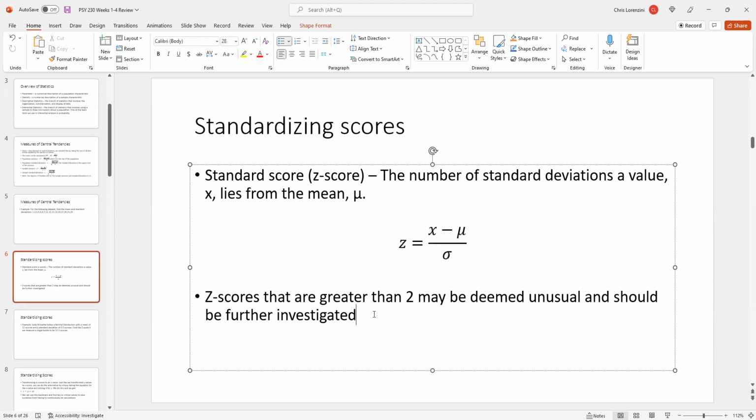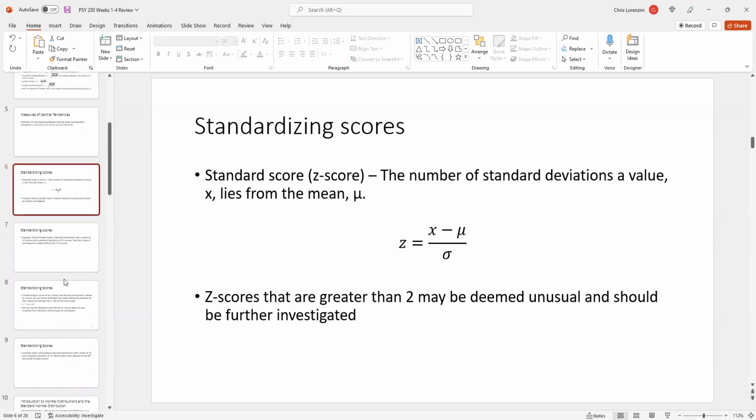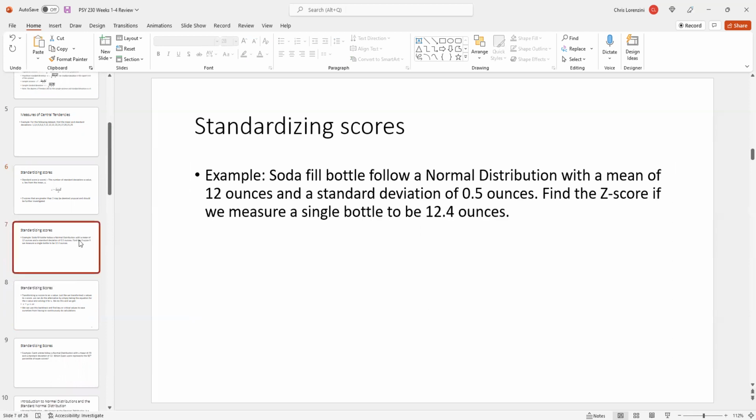And then we note that z-scores greater than 2 may be deemed unusual and should be further investigated. So anything that's 2 standard deviations away from the mean or greater may be concerning to us. We'll talk about that in a few slides. That really comes down to what percent of the data falls within 2 standard deviations of the mean.